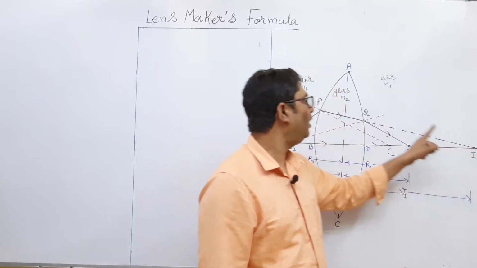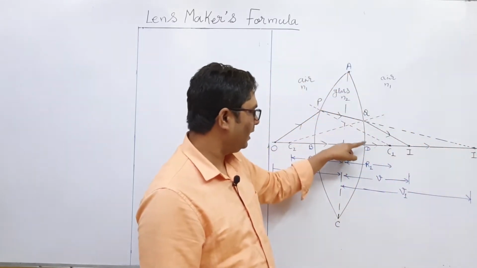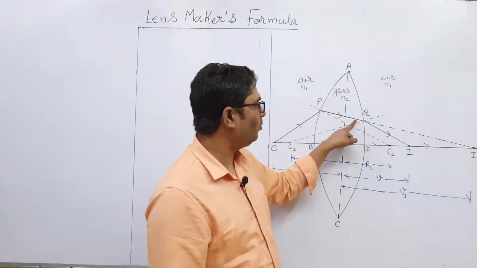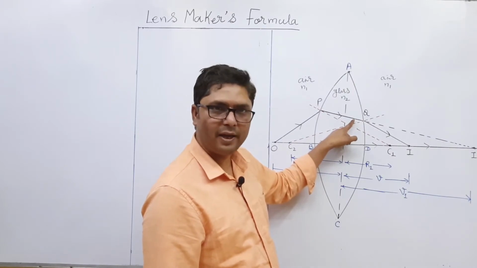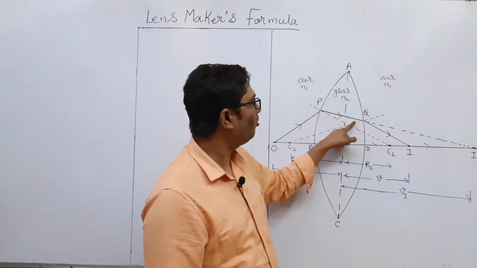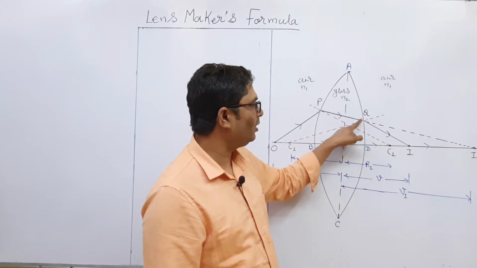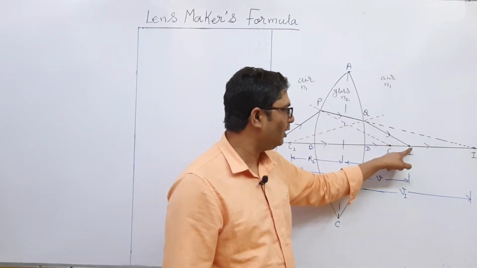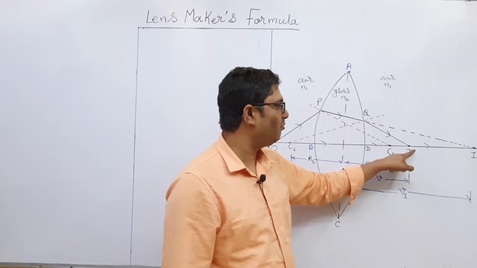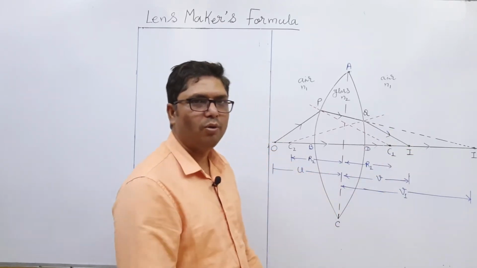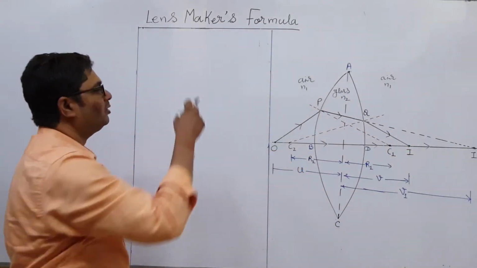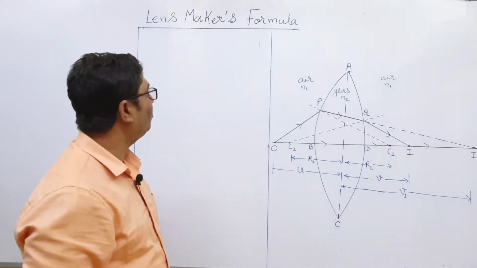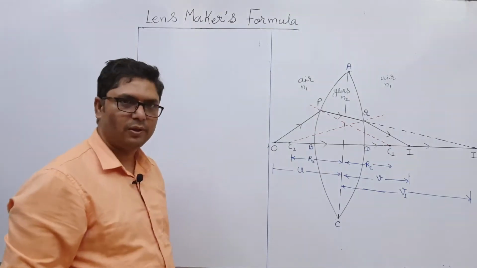But here we have a surface ADC, so the ray has to refract again, and it moves from denser to rarer medium, so it refracts and moves away from the normal and meets at point I. So the final image will be formed at I. Now you are going to understand how to derive the Lensmaker formula.